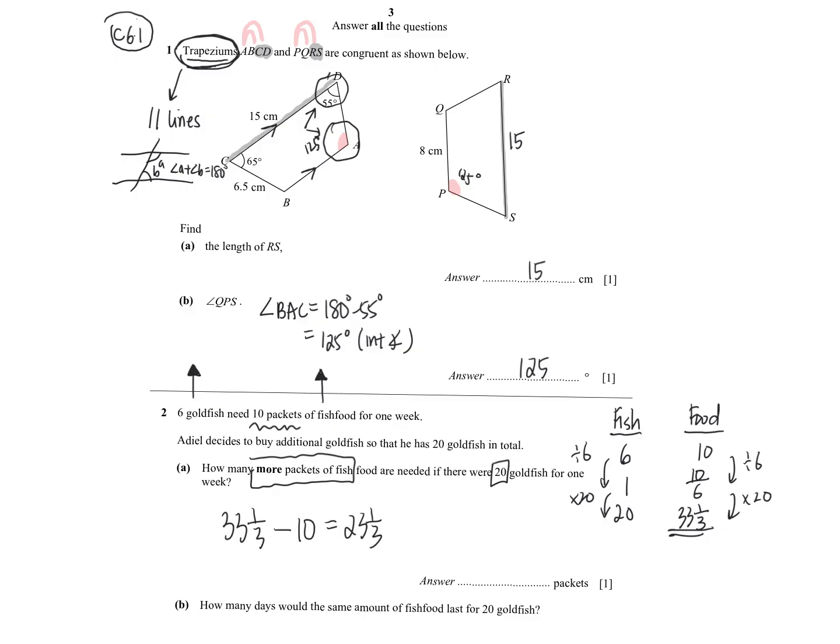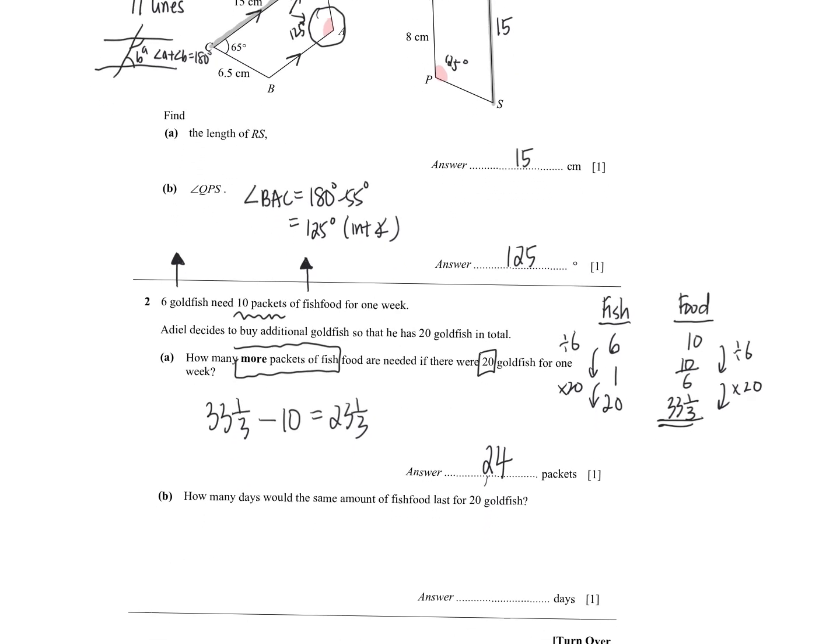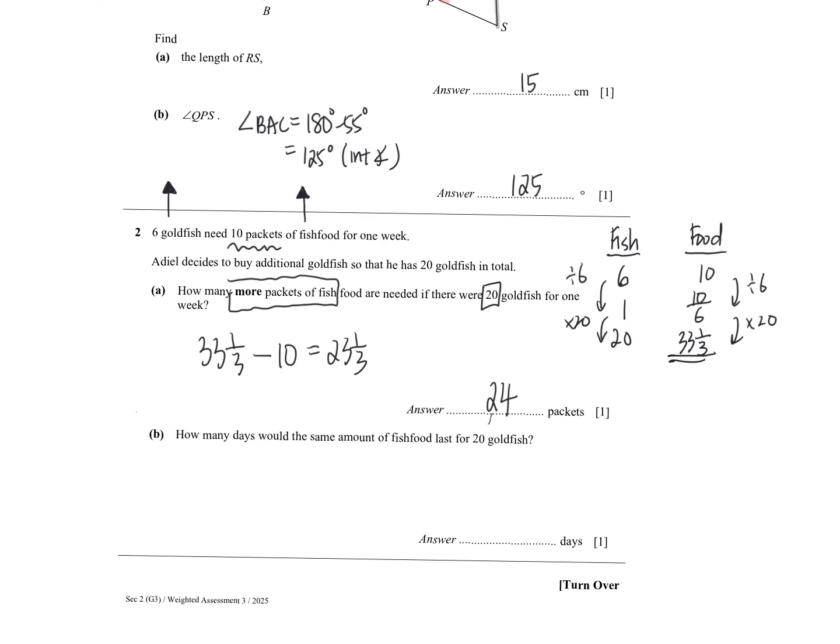23 and 1/3 you cannot buy, right? You go to the shop and say I want 23 and 1/3? So tell them I need 24 packets. So it's the more part. Okay, but if you wrote 23 and 1/3, I never mark wrong. I also mark correct. Okay, this one is the tougher one.